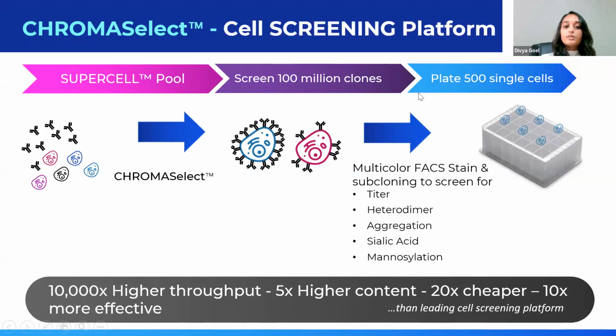The advantage of this ChromaSelect cell screening system is that we can screen 100 million clones within a 12-hour period. So it really doesn't affect the overall cell line development timeline. It's just like integrating an extra day into the subcloning process.